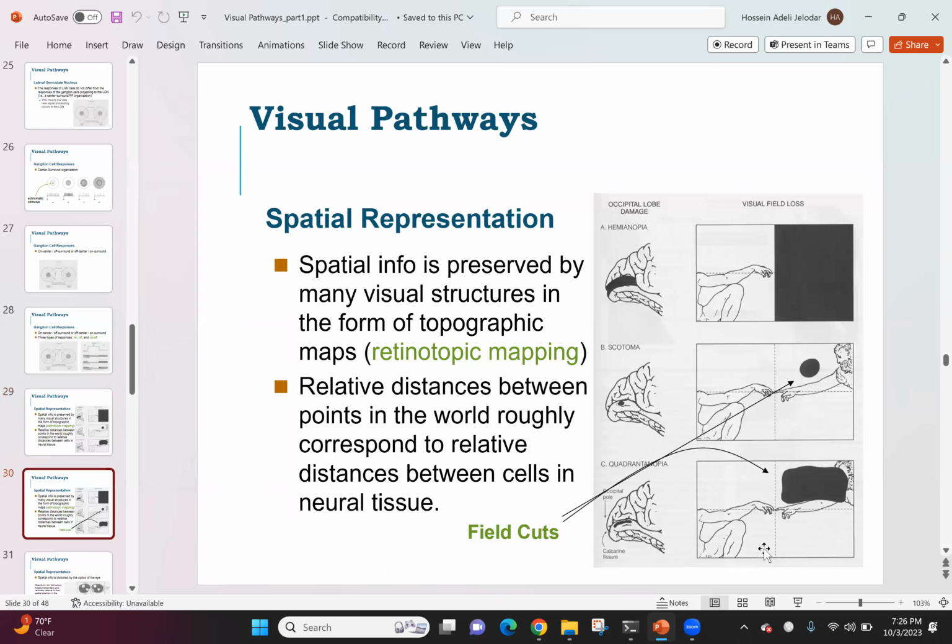And as I said, you could show that with these cuts by lesioning. If you lesion a certain area, and if you lesion an area next to it, the blindness is going to grow. They're not going to suddenly become blind in a very different place because the organization is retinotopic. Yeah.